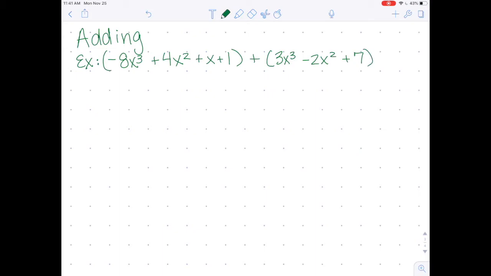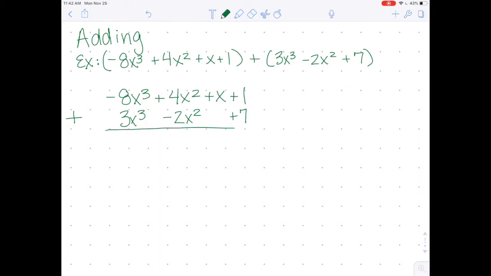Okay, so you can either just go through these and match them up, or I personally like to stack them up so it's easier for me to see the like terms. So let's try that. I've got negative 8x cubed plus 4x squared plus x plus 1. And I'm adding 3x cubed, negative 2x squared. This second polynomial doesn't have an x, so I'm going to leave that blank. And then I'm going to line the 7 up with a 1 because those are like terms.